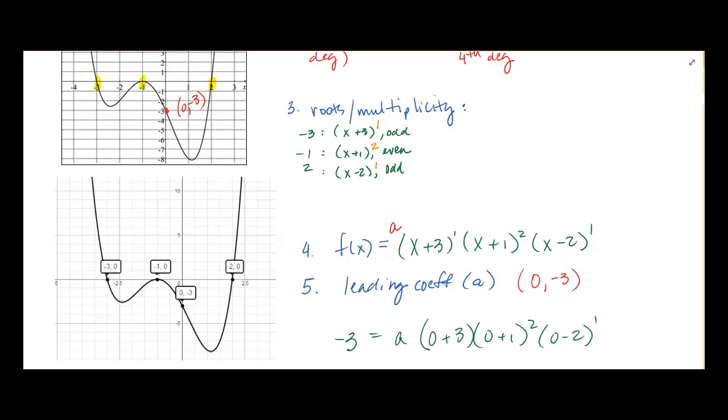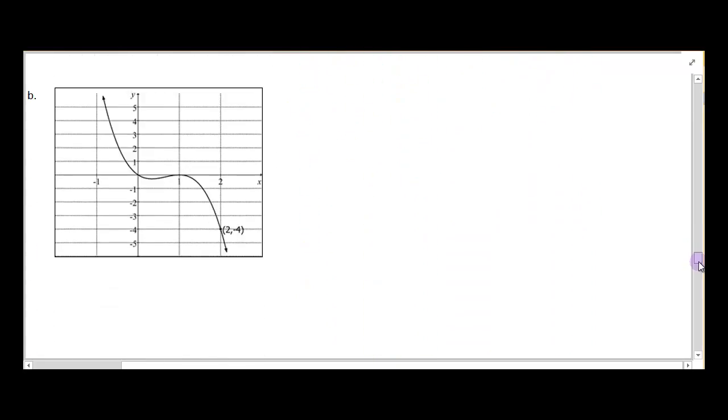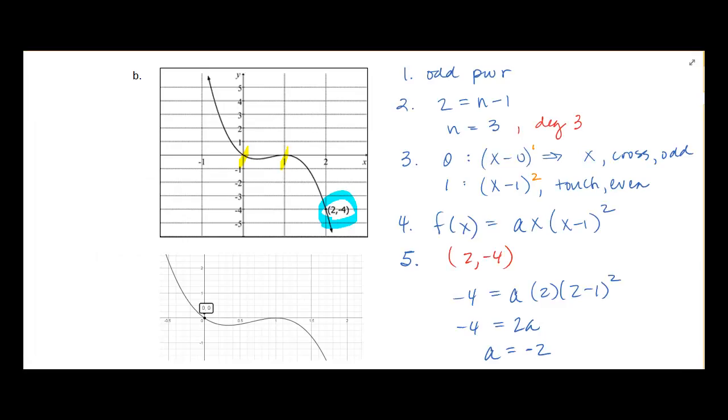So in keeping with the form of our other problems, I have one for you to try as well. Pause the video, practice this on your own, and then let's see if we get the same answer. Okay, so let's go over this. We can see that this function is moving off in opposite directions. That means we're dealing with some sort of odd-powered function. It has two turning points, so we can determine using the turning point rule that this is a third-degree polynomial.